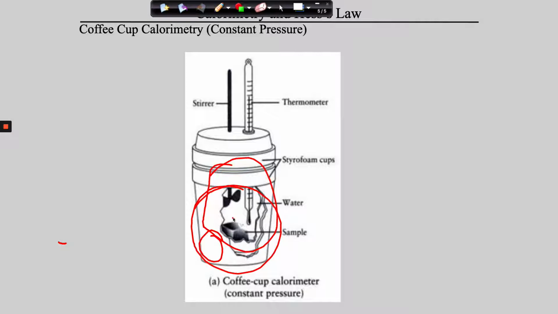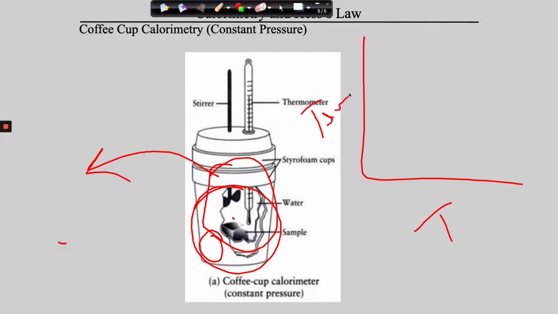So guys, and then also remember that we do account for the energy that is lost eventually through the cup. And if you remember, we're going to graph time versus temperature, and we're going to put our time 0 right here, and this will be the temperature of whatever's in the calorimeter.